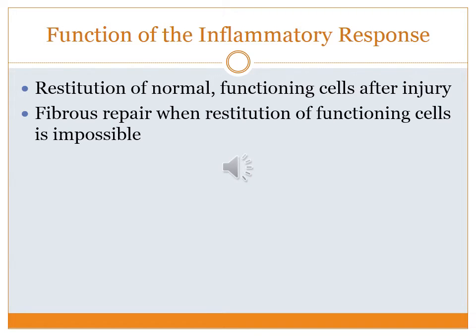The function of the inflammatory response, what it wants to do, is restitution of normal functioning of cells after injury, so bring the cells back to homeostasis. Fibrous repair when restitution of functioning cells is impossible. Some common characteristics of inflammation are redness, swelling, heat, and pain. The outcome ends up being loss of function in the injured area.